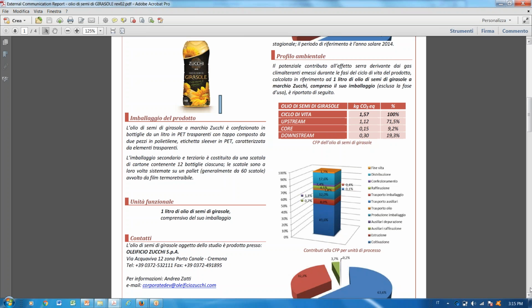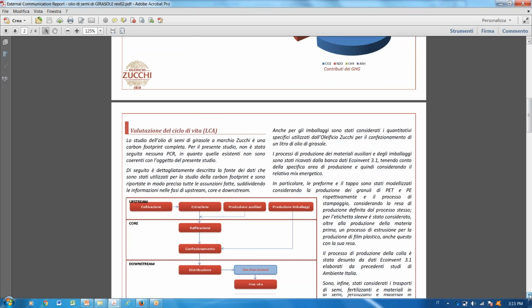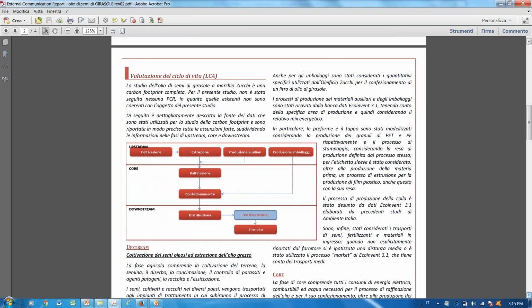So this is upstream, core, downstream, the phases I was talking about earlier. Upstream is cultivation, extraction of materials, of olive oil, and production of packaging. The core process is all the processes which are used to produce the oil, and the downstream is distribution of products, eating, using the oil, and then the end of life.